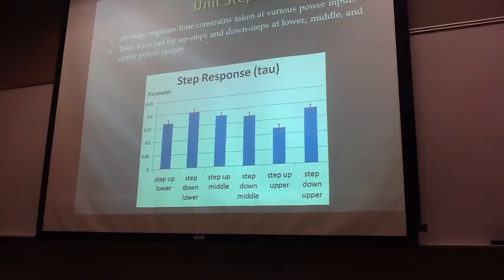For our time constant, we saw fluctuating averages for our data ranging from 0.13 to 0.2 statistically. This was our step time tau.